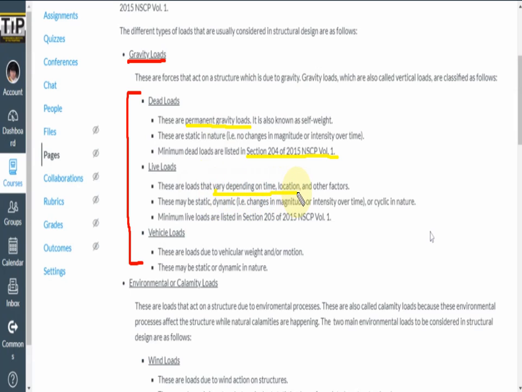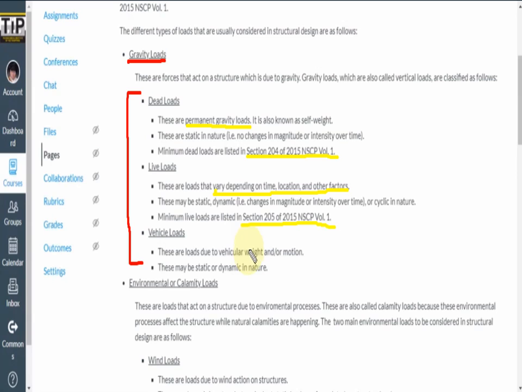Cyclic, it goes through a repeating pattern. So at times it is there, at other times it's not there. No? So it's periodic. So minimum live loads are in section 205.